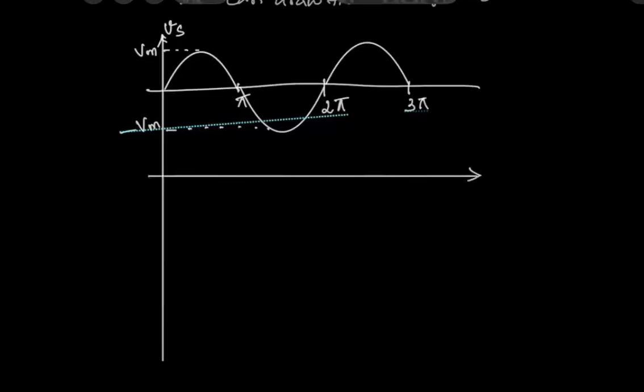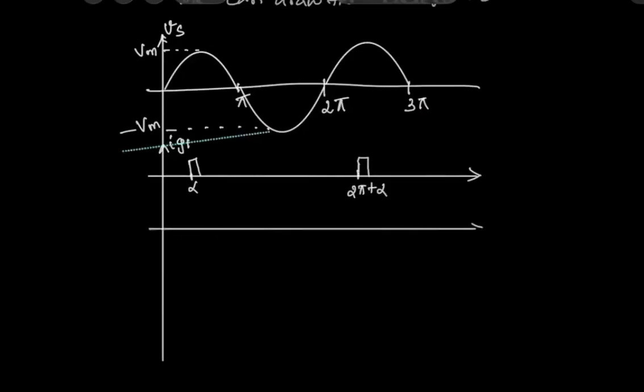Now we are going to draw the gate pulse or gate signal of the first thyristor T1. And the firing angle for T1 is alpha. At alpha, we are going to release the gate pulse to T1. Again, at 2 pi plus alpha, we will be releasing the gate pulse to T1. Then for T2, we are going to take the gate signal as IG2. We will be releasing the gate signal to T2 at pi plus alpha.